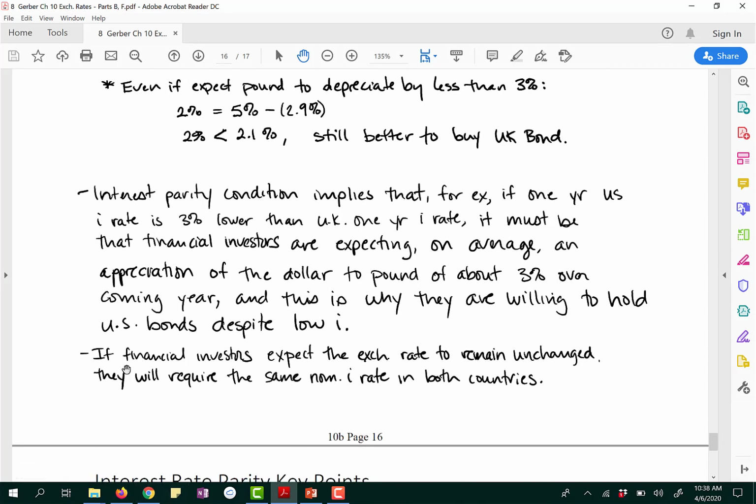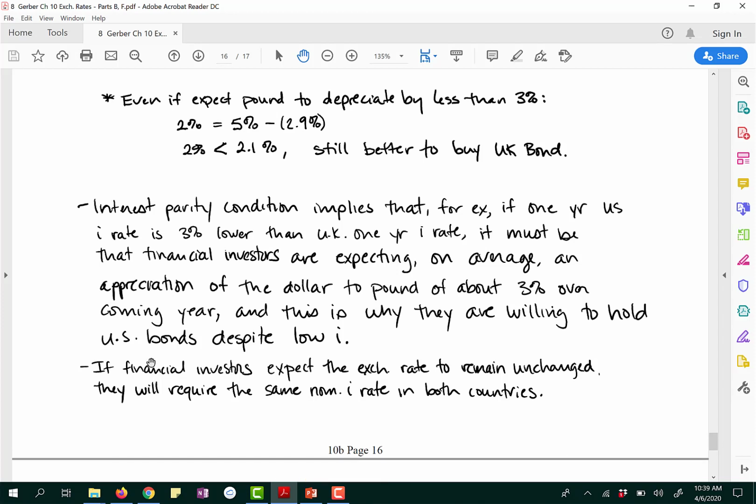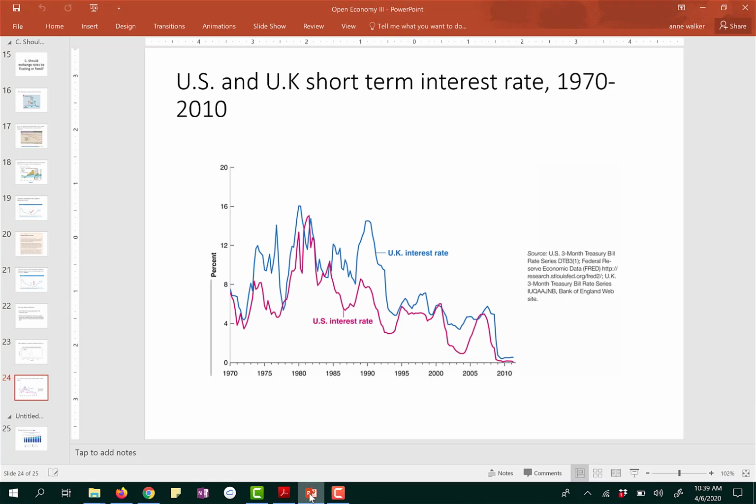Okay, last key point here, or last sub-bullet point note, it says, if financial investors expect exchange rates to stay the same, then they'll essentially require the same nominal interest rate in both countries. I wanted to show at least one real-world example of this. So this is the US and the UK interest rate. Essentially, over this time period, times when the UK interest rate is higher, the market is expecting the pound to depreciate.